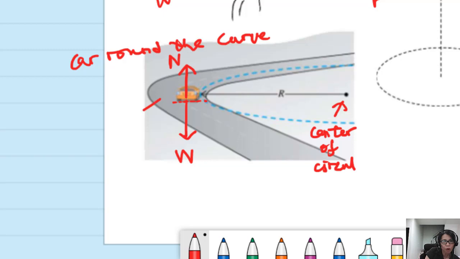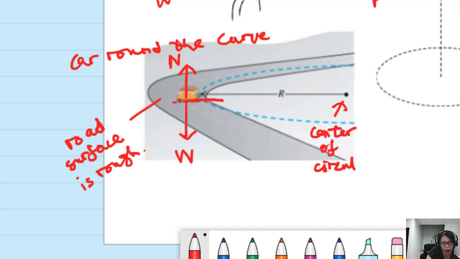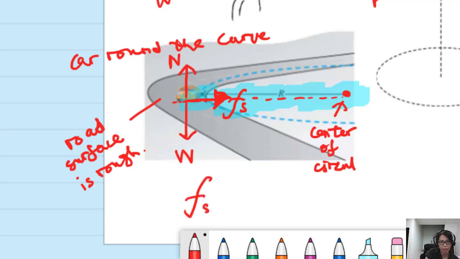Normally the road surface is rough, so there is friction between the tire of the car and the road. This is the static friction of the car. For this situation, the static friction is the force that points towards the center. The direction of the friction is pointing towards the center of the circle. So for a car that rounds the curve, the static friction force will be the centripetal force, equal to mv squared over r.